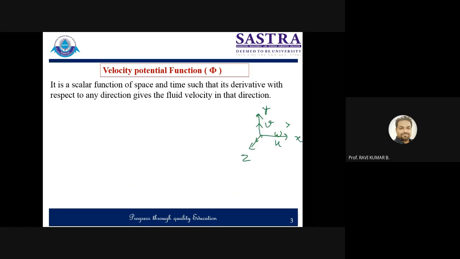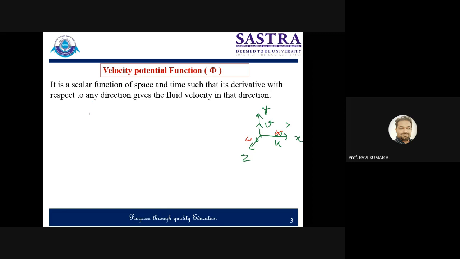Usually we represent this by this coordinate system, where you can see along the x direction we have the velocity component u, along the y direction we have v, and along the z direction we have w. Here, this is not w in this direction; we have only u in this direction.